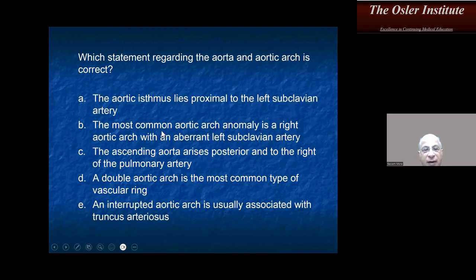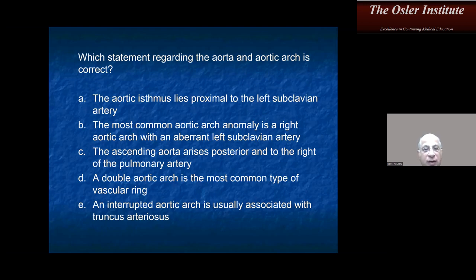The most common aortic arch anomaly is a right aortic arch with an aberrant left subclavian artery. So that's a vascular ring, right aortic arch, aberrant left subclavian artery, with usually a left ligamentum or a left ductus. But is that the most common aortic arch anomaly? The most common aortic arch anomaly is just a mirror image branching of a left arch. So it's called a right aortic arch with mirror image branching.